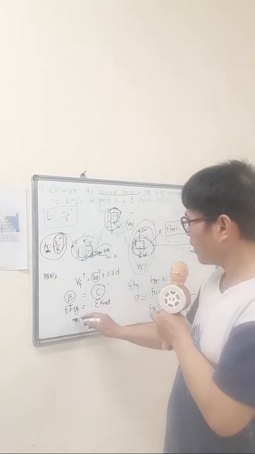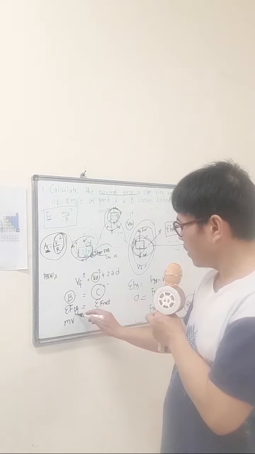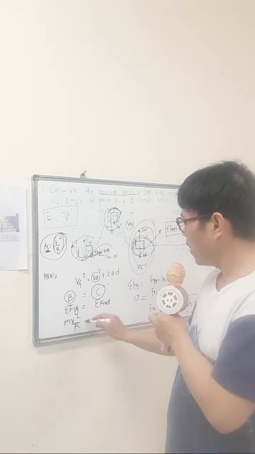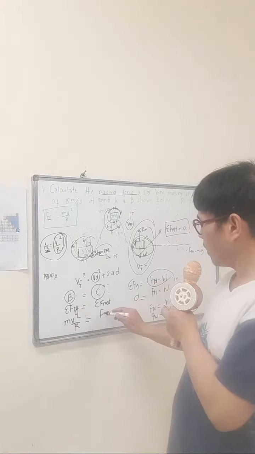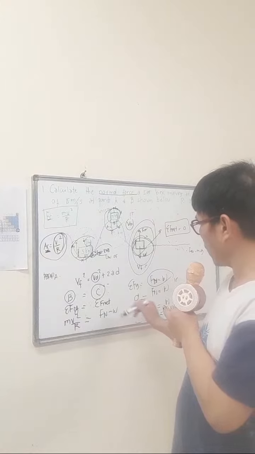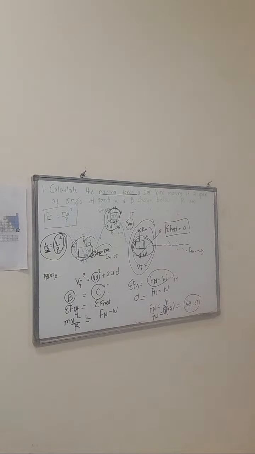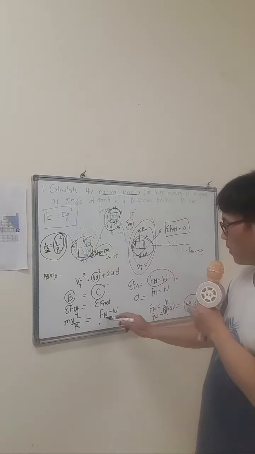So you will see that mv squared over r is equal to the F net here, which is only Fn minus W. So, Fn minus W. Now, compute for the Fn. You can still solve for Fn by substituting values here.